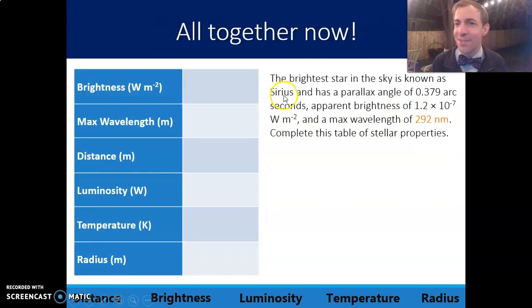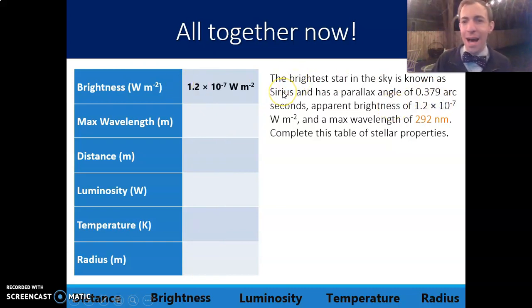All together, we're going to do all of this for the star Sirius. This is the brightest star in our sky, and we can see that it has a parallax angle of about 0.379 arc seconds, an apparent brightness of 1.2 times 10 to the negative 7th watts per square meter, and a maximum wavelength of 292 nanometers. We should be able to find all of these different values. The first one on this list is easy. Brightness is already given to us, so we're going to plug that in right there.